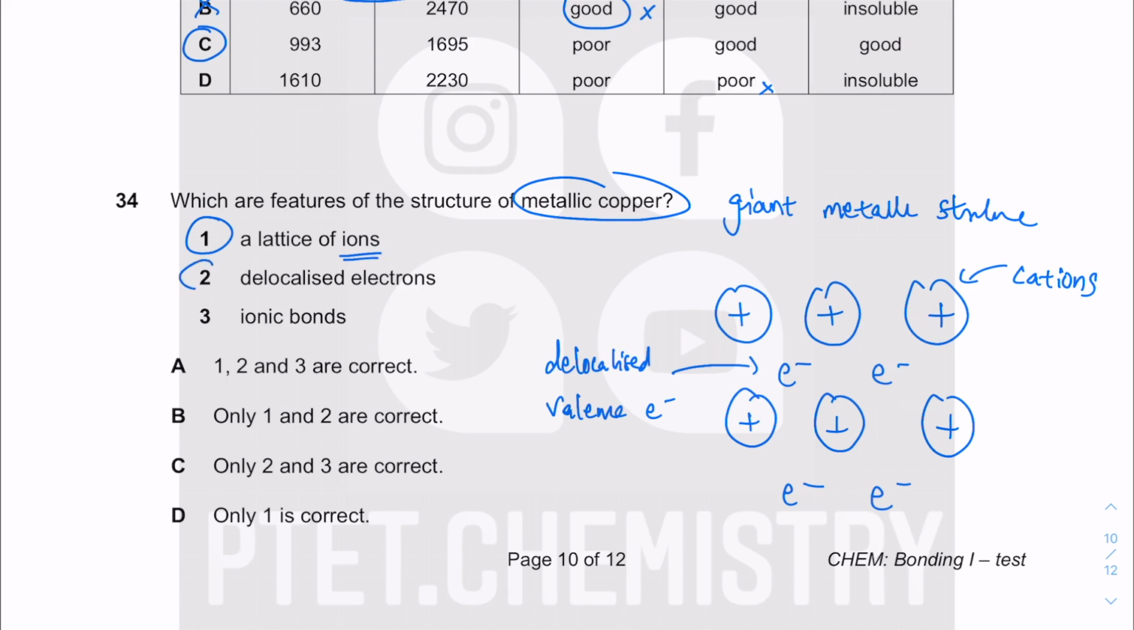Delocalized electrons, of course, delocalized valence electrons. And you never ever have ionic bond because this is an element. Okay, so 1 and 2 is correct. There's B there.